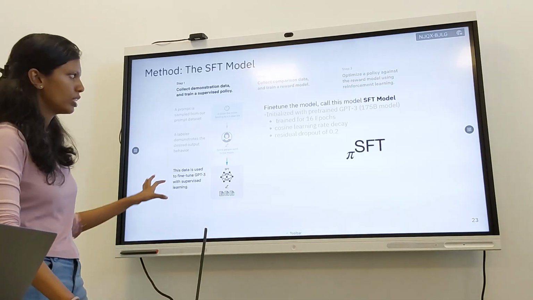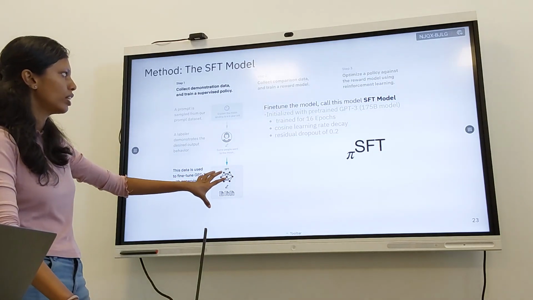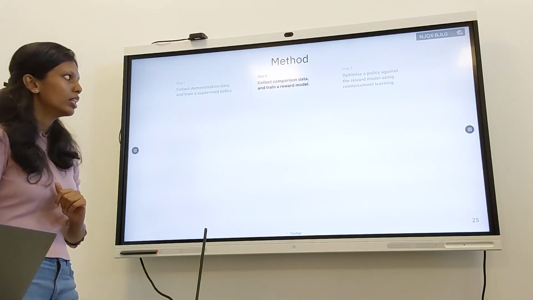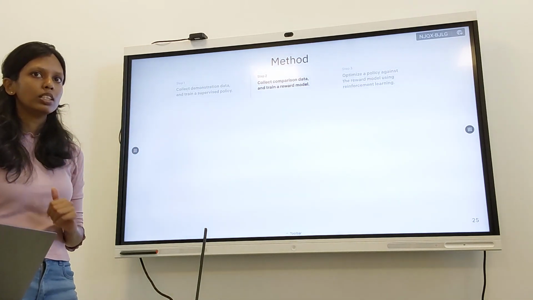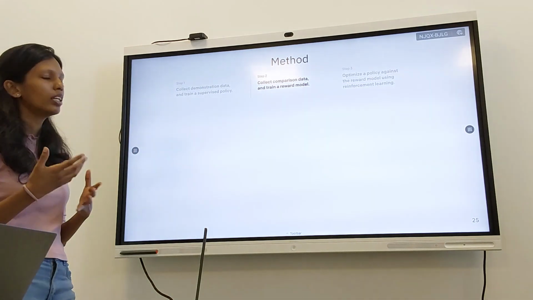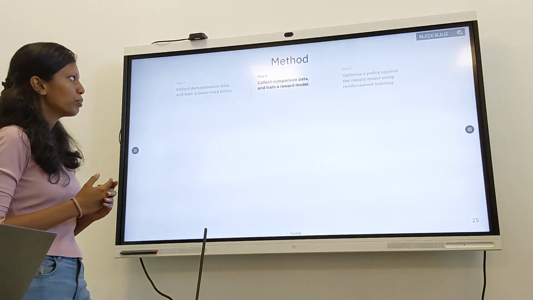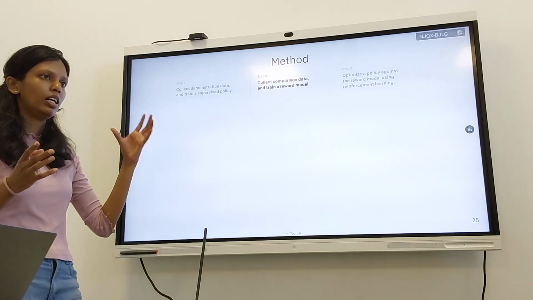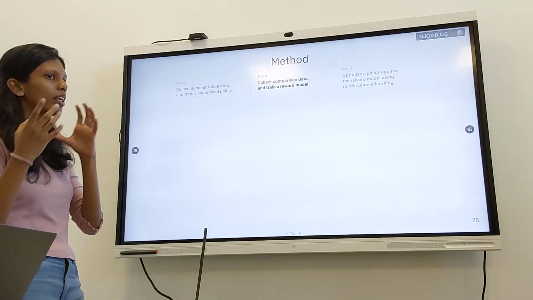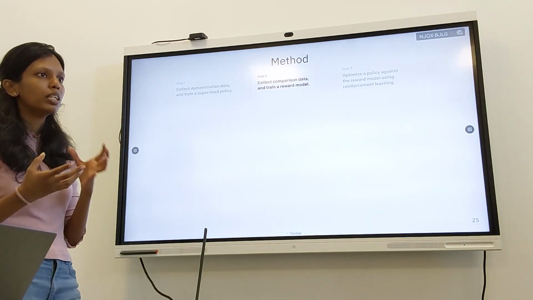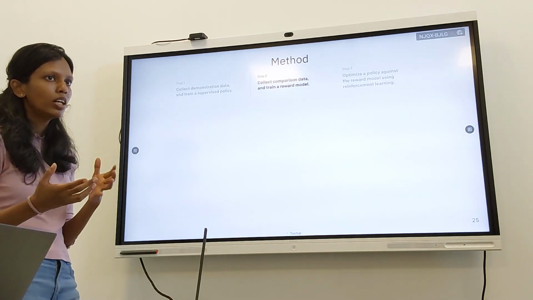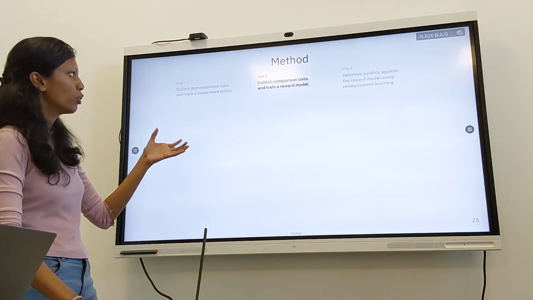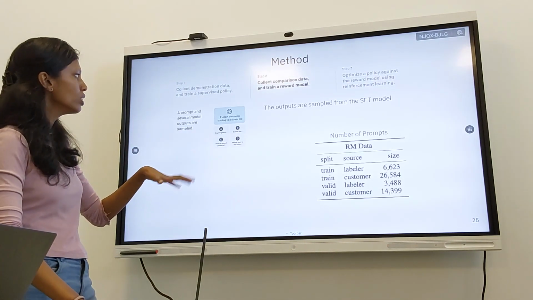After this, now we have the trained fine-tuned model, and we move on to the second step. In the second step, we train a reward model. Based on the prompts and the responses, the labelers give a reward to each of these responses and then we train the reward model. I will go through it.